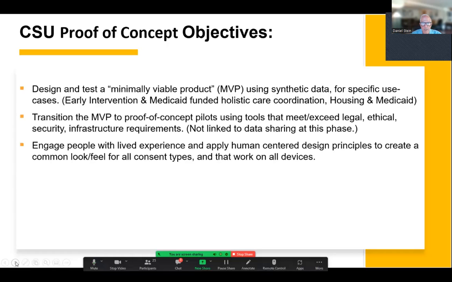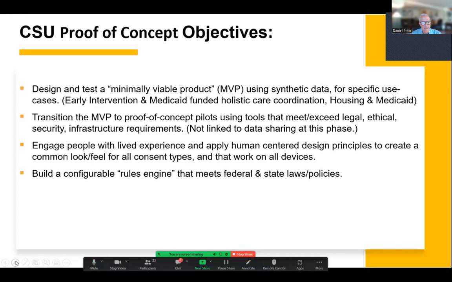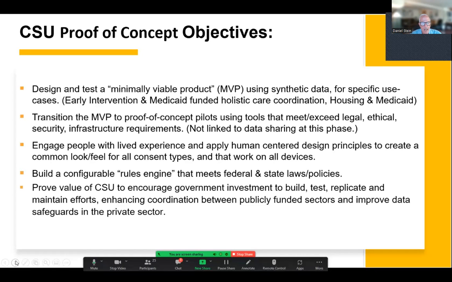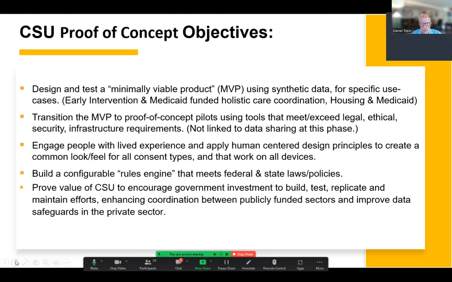We need to engage people with lived experience to make sure we're creating something that's understandable and reflective of people's cultural and language experiences, building a configurable rules engine, and then importantly, we need to prove out that it actually provides value so that this can be embedded into public sector funding, whether it's Medicaid funding or HIE funding or whatever it might be, so that there's continuity and sustainability.